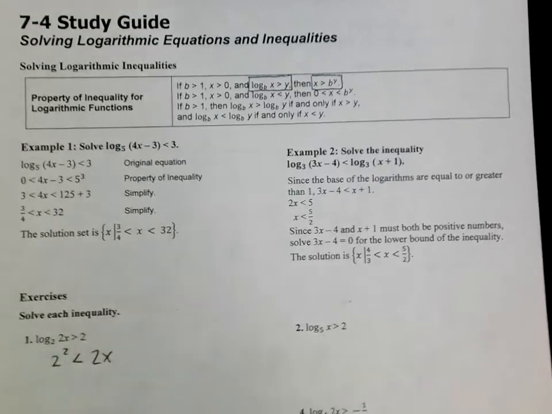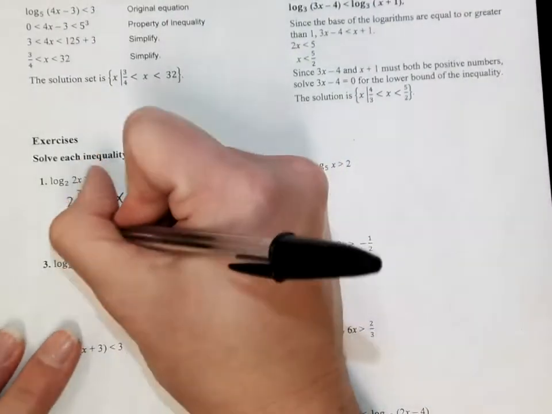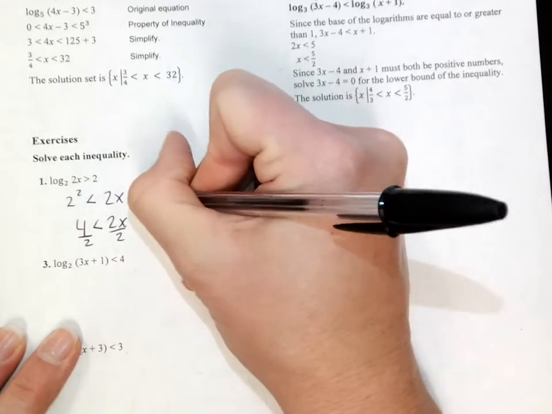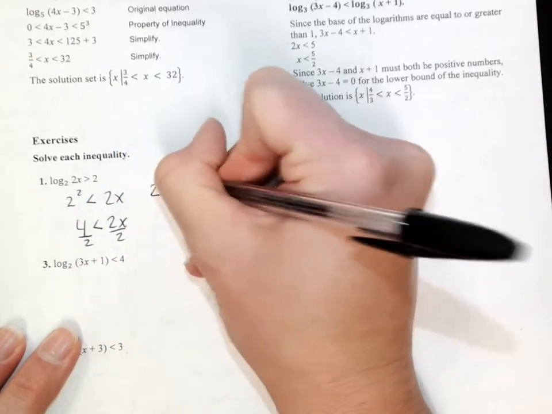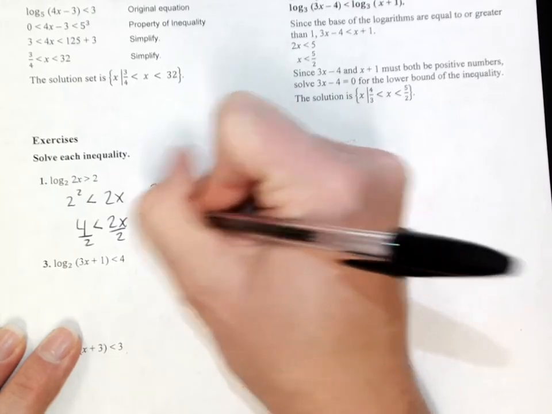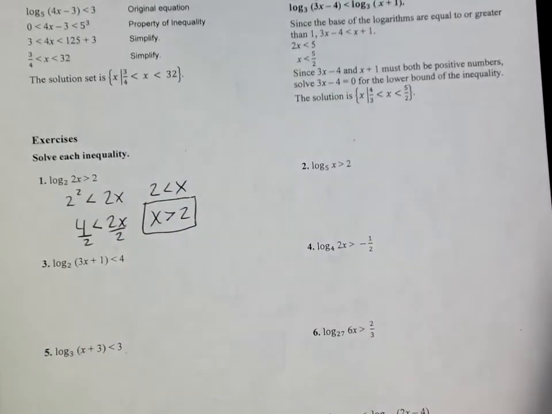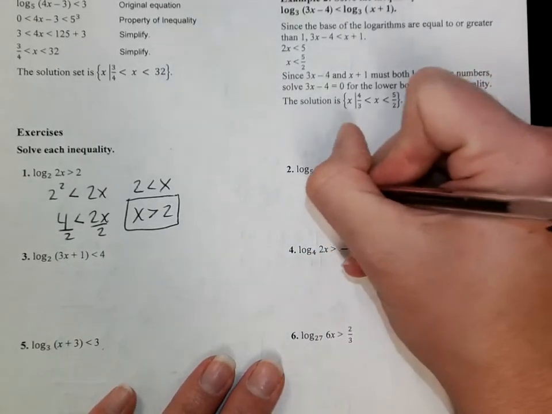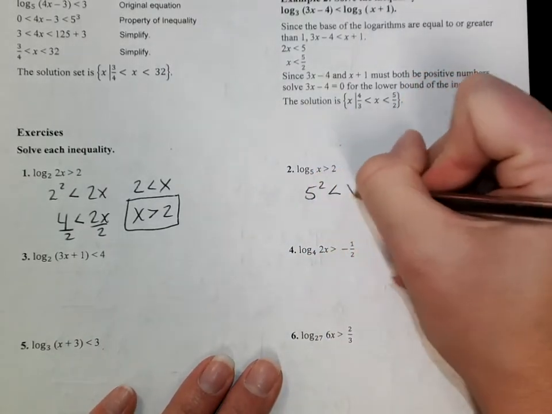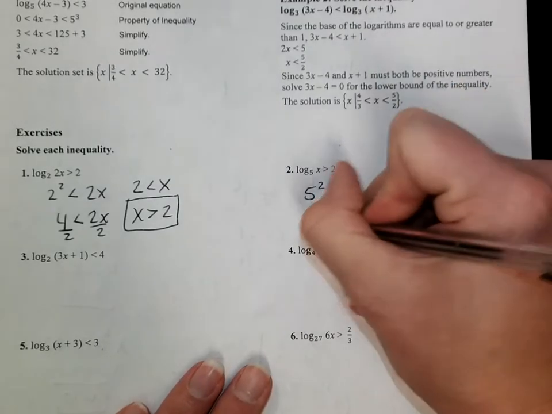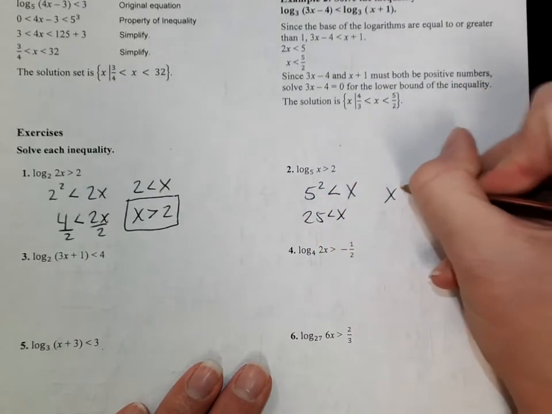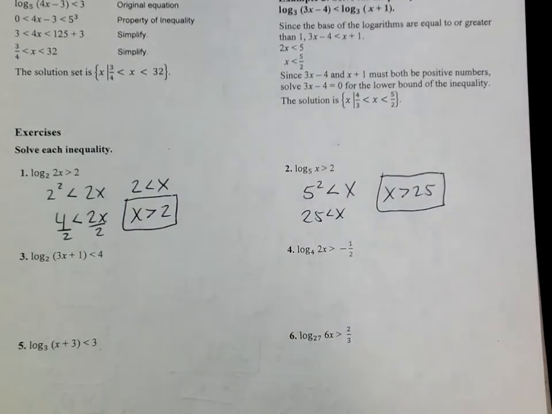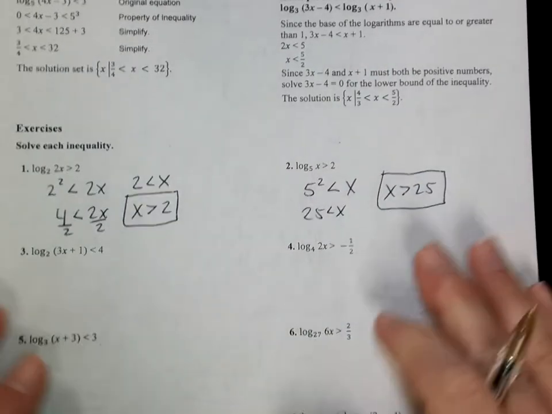So let's just finish solving this one. That's going to be 4 is less than 2x when I divide by 2. That gives me 2 is less than x, or usually we say x is greater than 2. Done. When I get ready to do number 5, I would do the exact same thing. 5 squared, flip my sign. That tells me that 25 is less than x, or x is greater than 25. Traditionally, we just like to have the x on the left side. It just kind of makes us feel more comfortable, I guess.